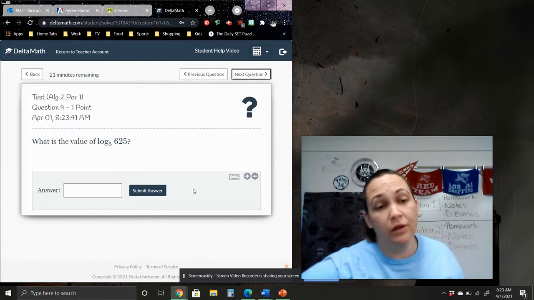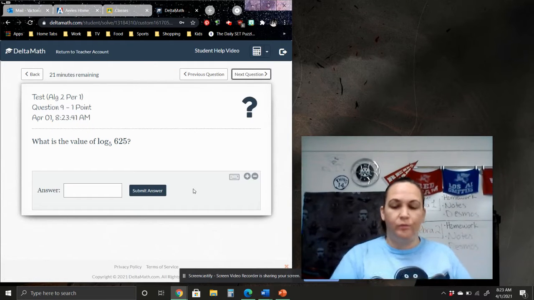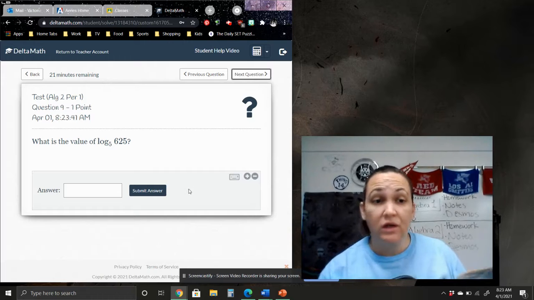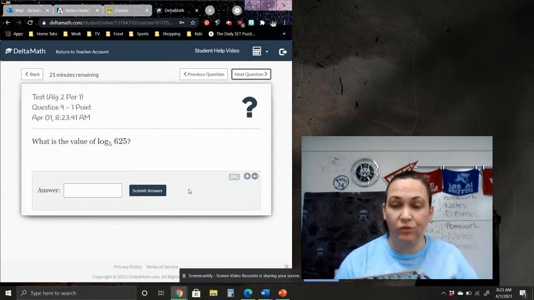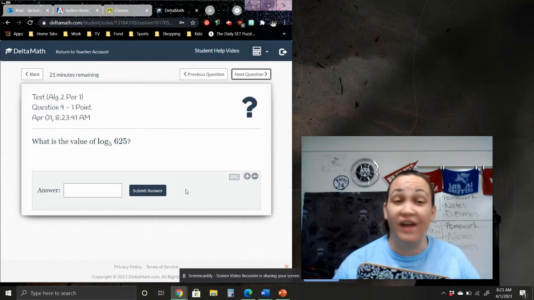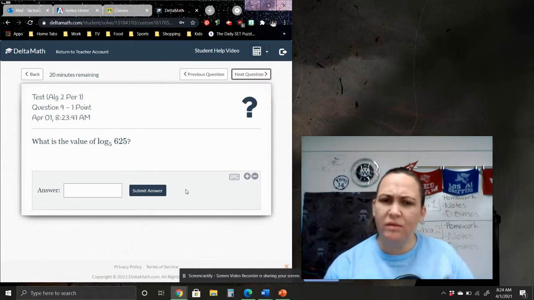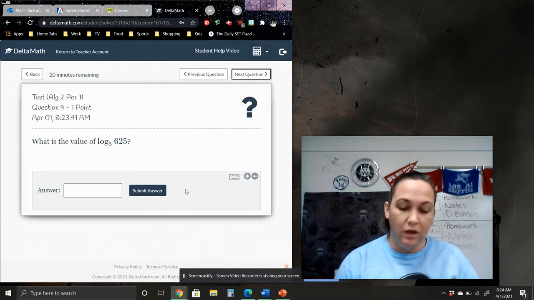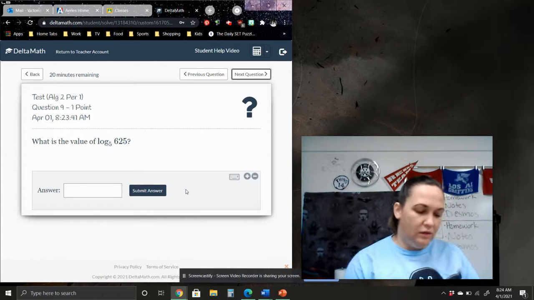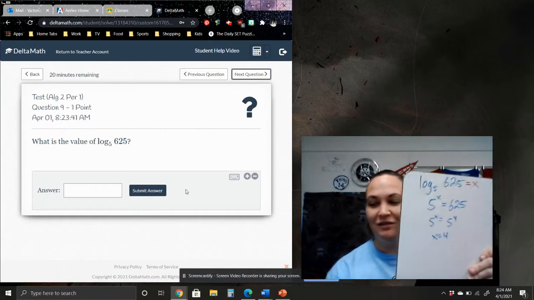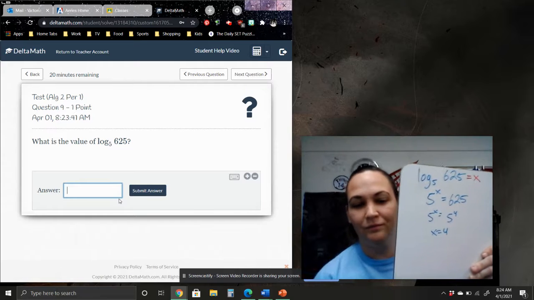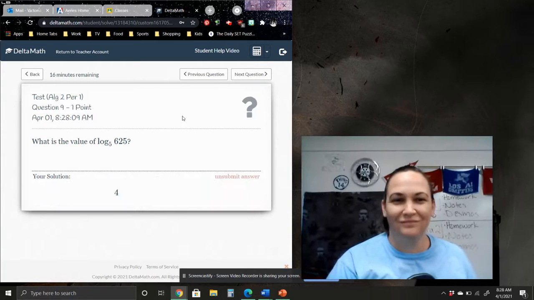This one says what is the value, and it doesn't have 2 answer boxes. So this one, I'm looking for a whole number answer or a fraction answer. So if you remember what a log means, 5 to what exponent do I put on it to make it a 625? And so maybe you already know the answer. If not, you can do the wheel, and you can do change of base, and then you can find that the answer is 4. All right, let's keep going.